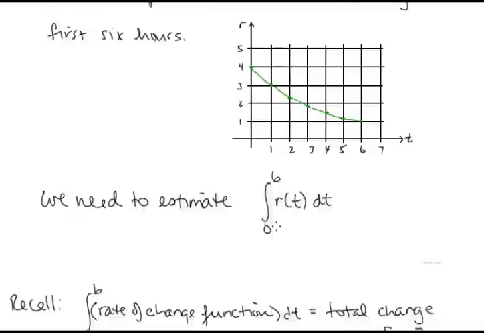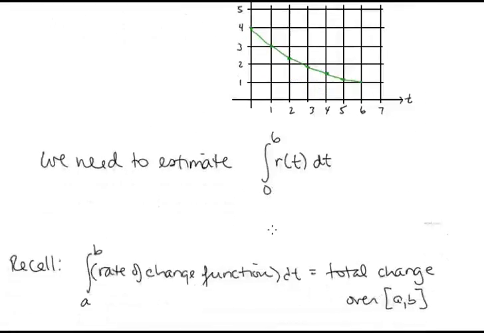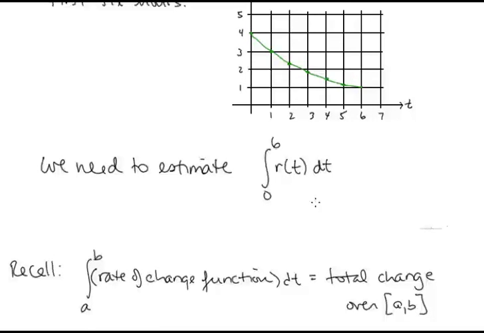So we need to estimate the area under this curve, because recall the integral of the rate of change function from a to b is the total change over that interval. So we need to integrate here R of t from 0 to 6. So we want to find the area under this curve from 0 to 6. And they're asking us to use Simpsons Rule. Now we know with Simpsons Rule we need to have an even number of subintervals, and since we're going from 0 to 6, we might as well take 6 subintervals.